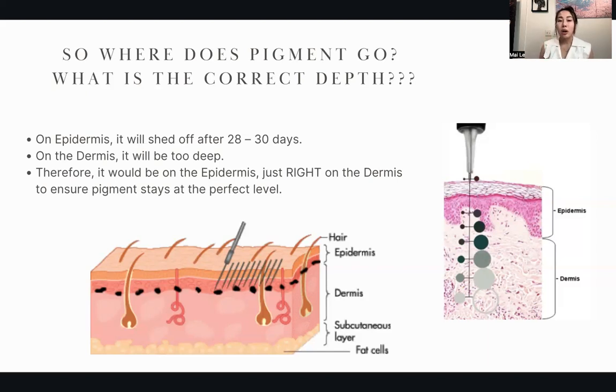That's why the hands-on training is so important. It's for me to show you the correct depth that each technique is supposed to have for each type of procedure, whether it's brow skin, lip skin, eyeliner skin, or the tiny tattoo skin, because at each part, the depth and pressure are going to be different.